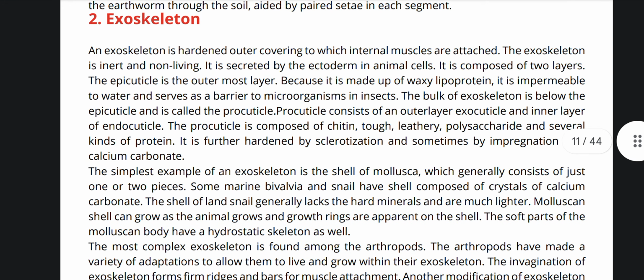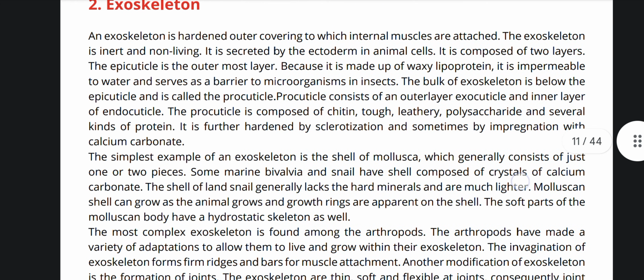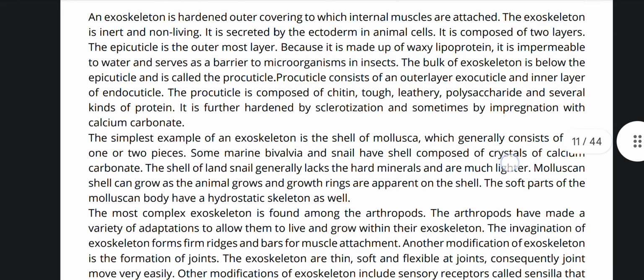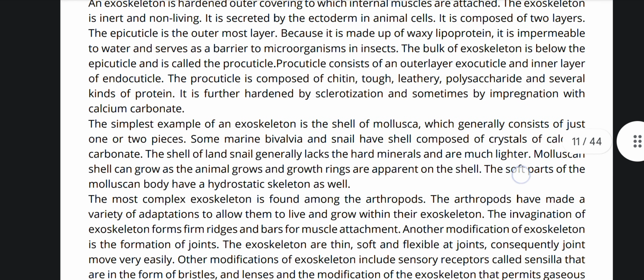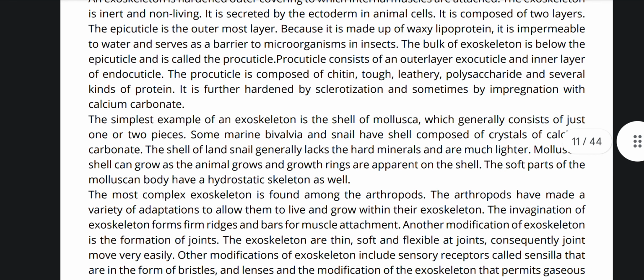Number 2. Exoskeleton. An exoskeleton is hardened outer covering to which internal muscles are attached. The exoskeleton is inert and non-living. It is secreted by the ectoderm in animal cells. It is composed of two layers. The epicuticle is the outermost layer because it is made up of the waxy lipoprotein and is impermeable to water and a barrier to microorganisms in insects.